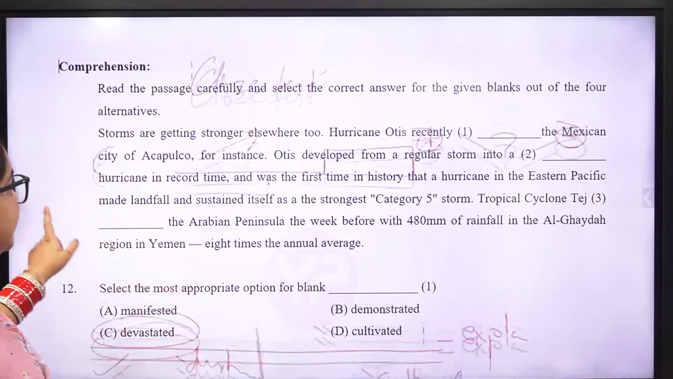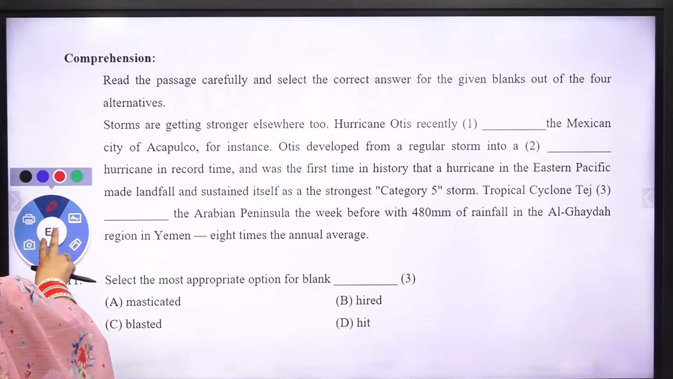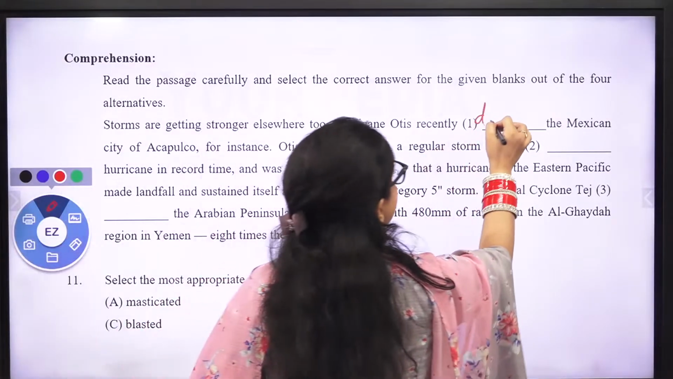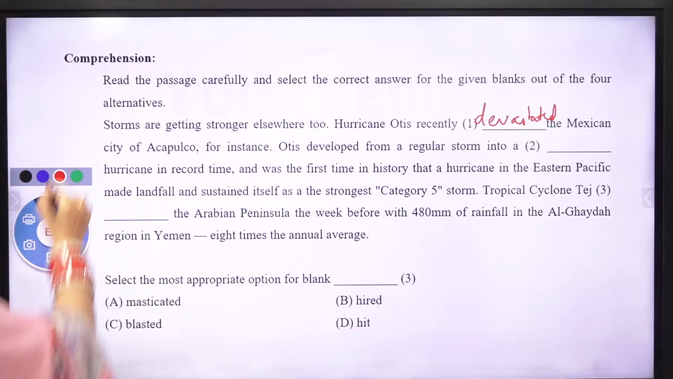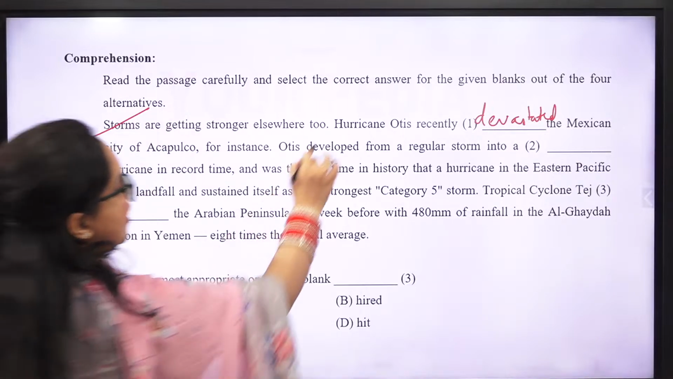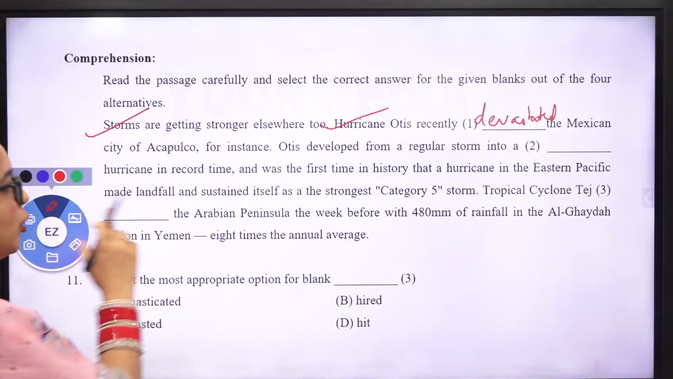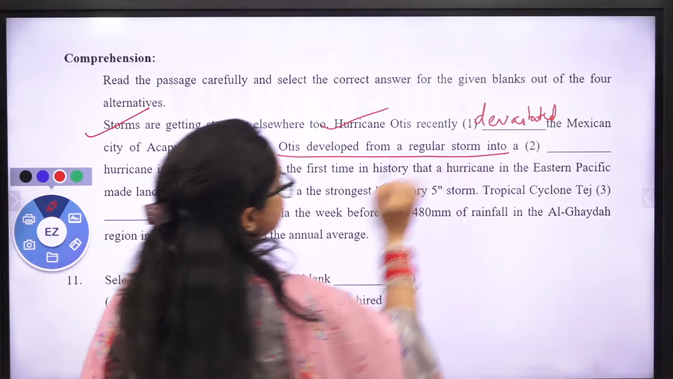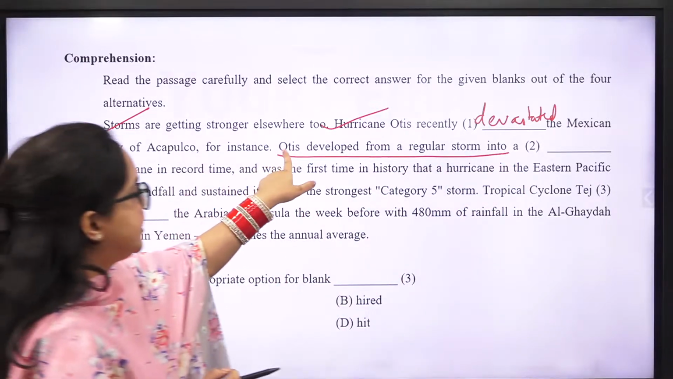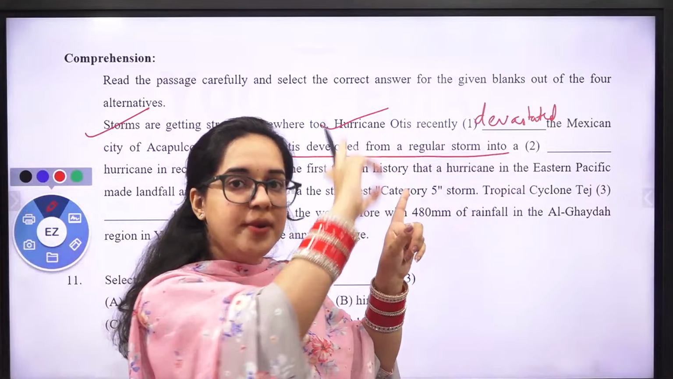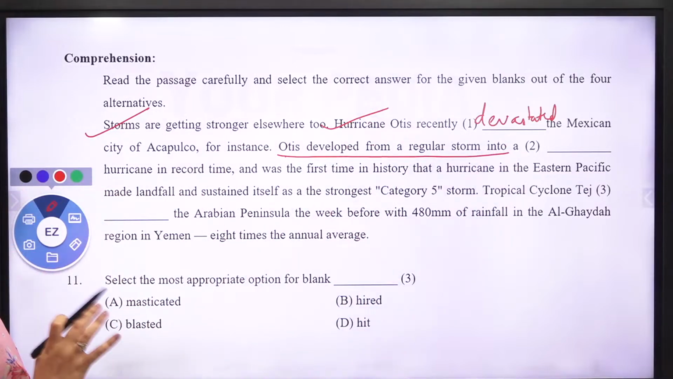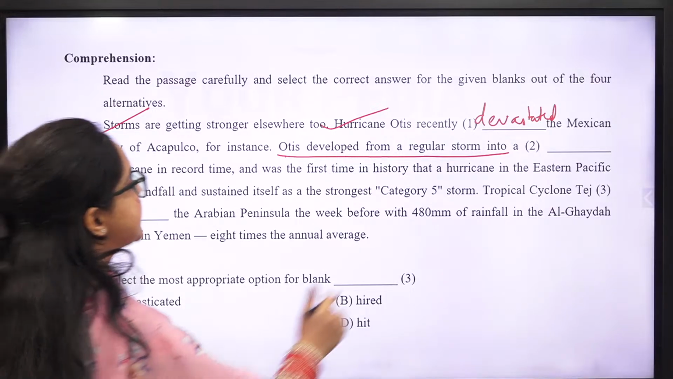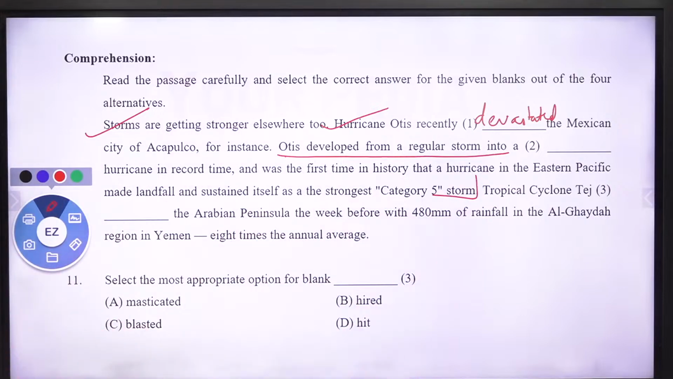Very good. Now go for the second question. Now read the second, what will be there in the second blank. Storms are getting stronger elsewhere too. We did this line. Hurricanes recently devastated the Mexican city. Otis developed from a regular storm into a dash hurricane. Now this developed from a storm into a hurricane in record time and was the first time in history that a hurricane in the Eastern Pacific made landfall and sustained itself as the strongest category 5. Now you tell it out.